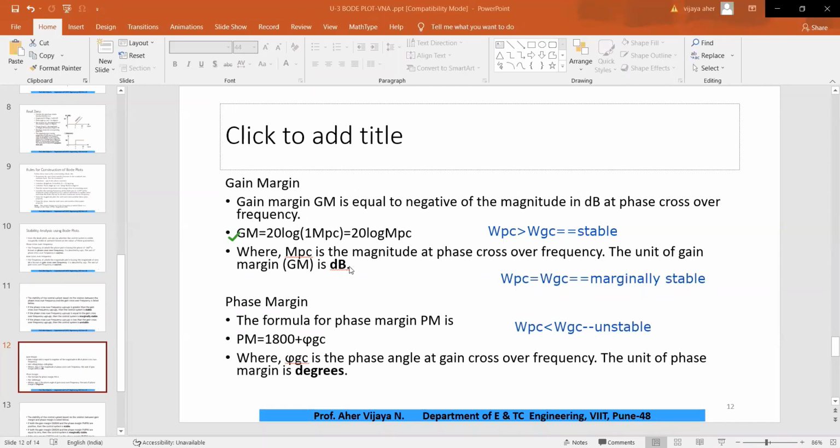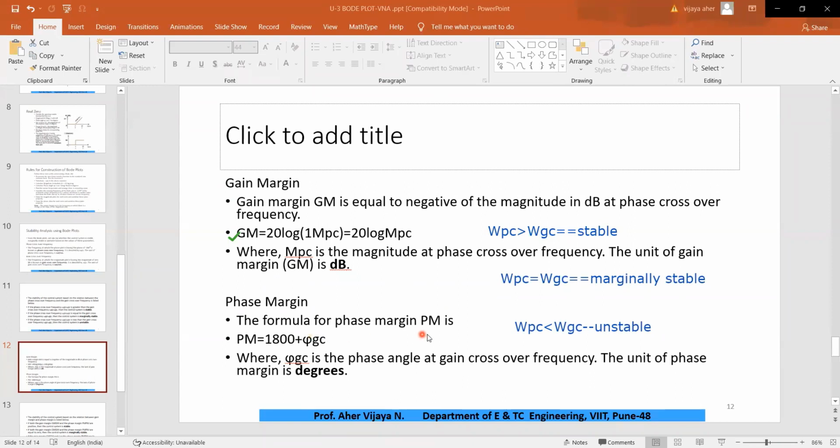20 log is taken, that is, in dB. Okay, now that was gain margin. The second important point is phase margin. So this is the equation for phase margin. Okay, so students, please write this equation.